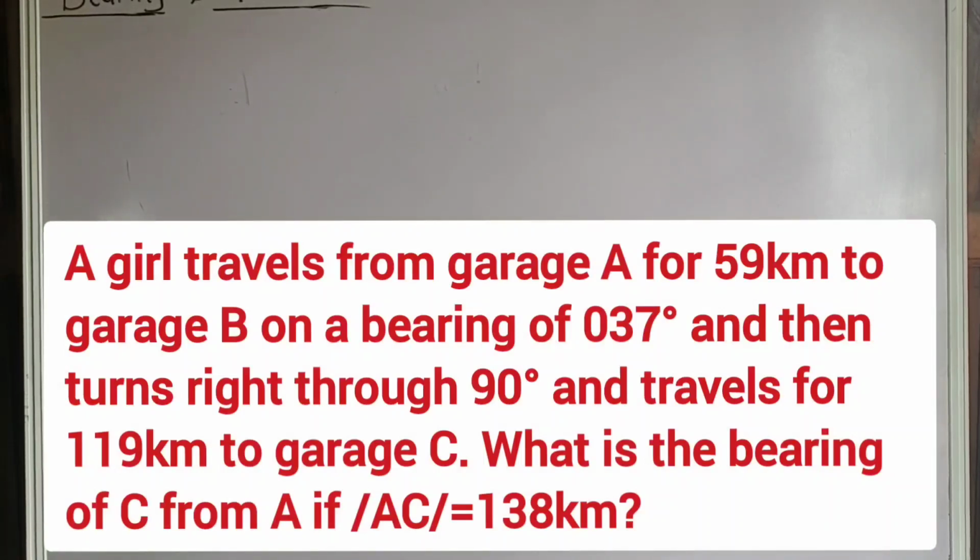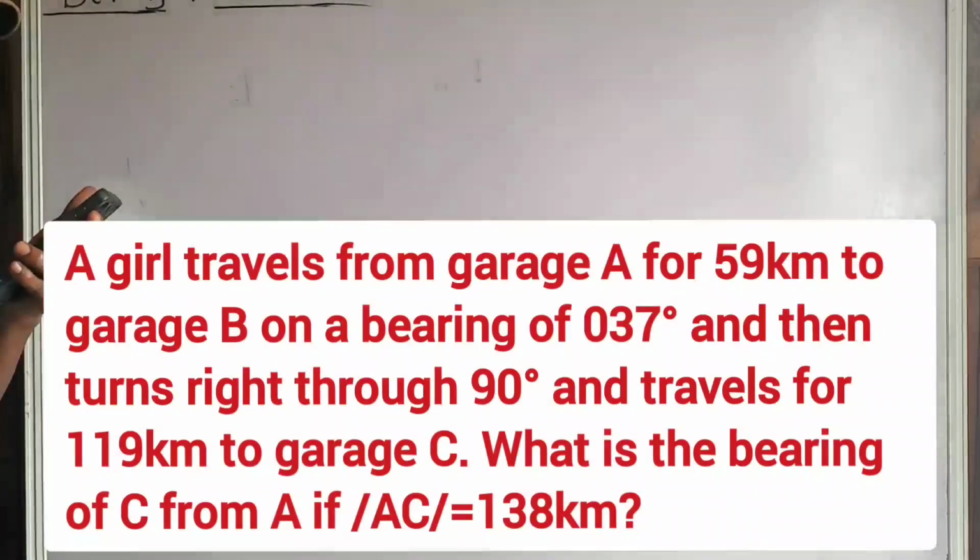A girl travels from garage A for 59 km to garage B on a bearing of 37 degrees and then turns right through 90 degrees and travels for 119 km to garage C. What is the bearing of C from A if AC is 138 km?